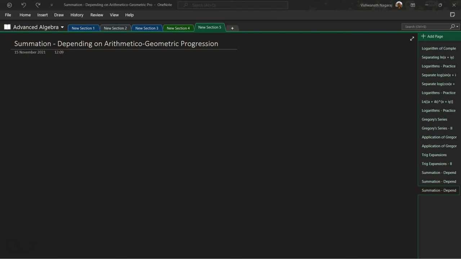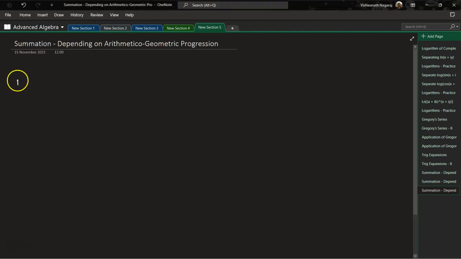Let's look at summation depending on arithmetico-geometric progression. In the previous session, we looked at summation depending on arithmetic progression with a further restriction that the angles are in AP. Okay, so here the concepts are basically the same. So I'll directly start off with an example.